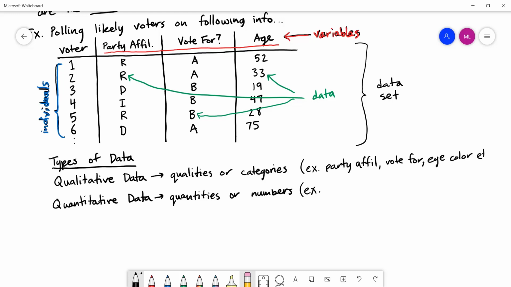There's a whole bunch of things, but anything that's not a number. Over here we had age. Again, it could be other things. Height is a number. Anything along these lines. What else could I do? Age, height, weight. Anything where the outcome is a number would be considered quantitative data.